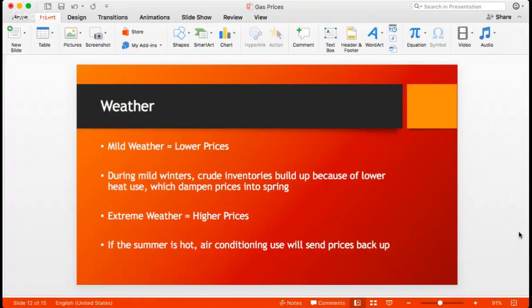Mild weather equals lower prices. This has a lot to do with air conditioning. So during mild winters, crude inventories build up because of lower heat use, which dampens prices into spring. But if you have extreme weather, that equals higher prices. If the summer is hot, air conditioning use will send prices back up. So you also have prices that you don't really think about, like air conditioning, and those also affect the prices of gas.